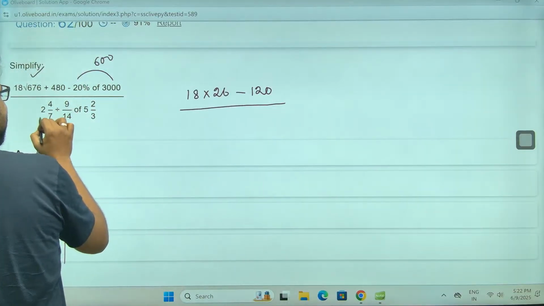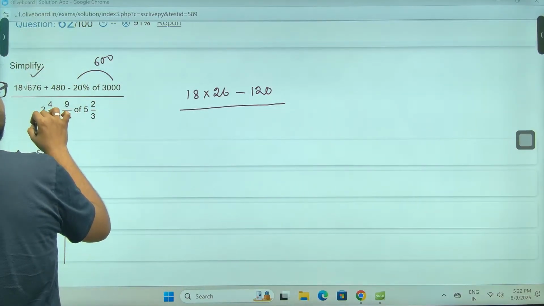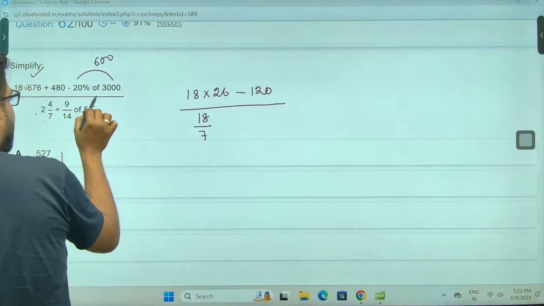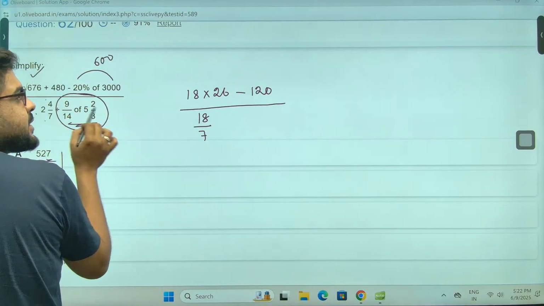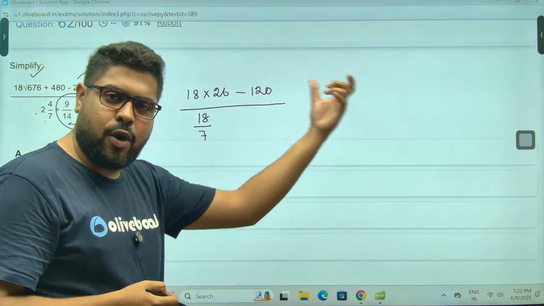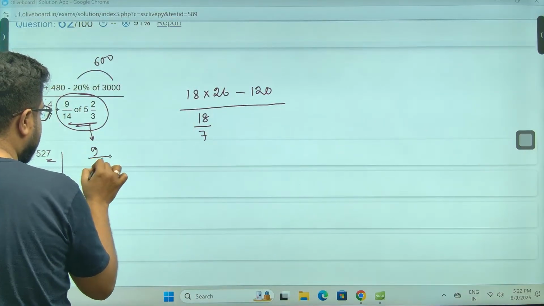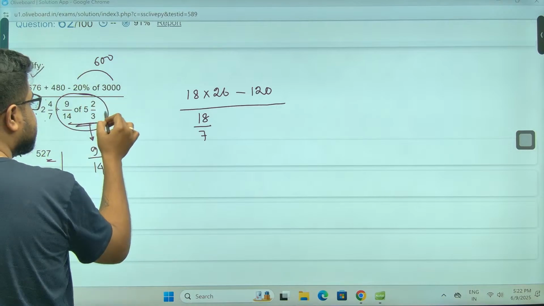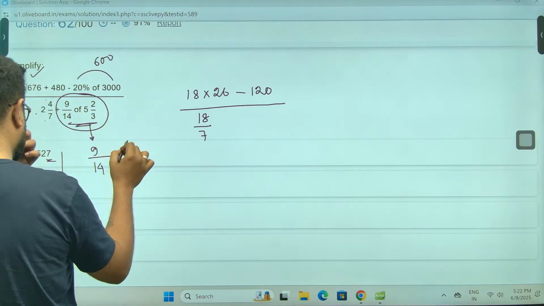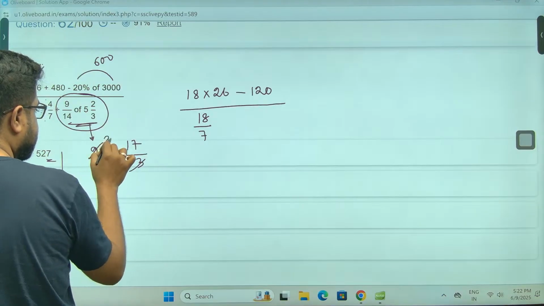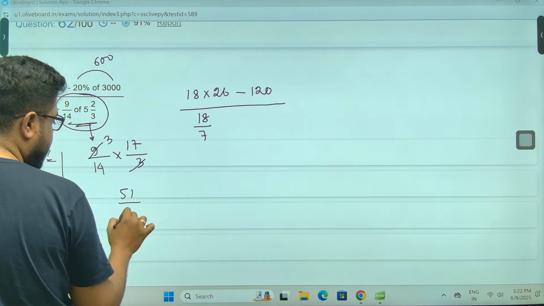Sir, this is 7 2s are 14, 4s are 18, sir. But sir, there is an of here. So you need to do this first, because the BODMAS rule says of comes right after brackets. So do this, sir. 9 by 14 into, sir, this is 3 5s are 15 plus 2, 8, 17 by 3, sir. 3 3s are this. So 51 by 14, sir.